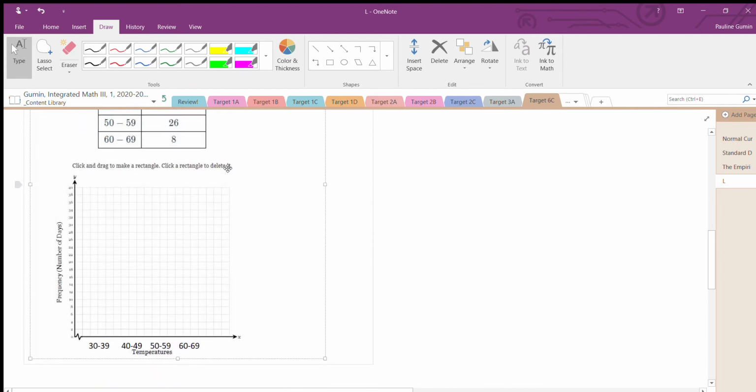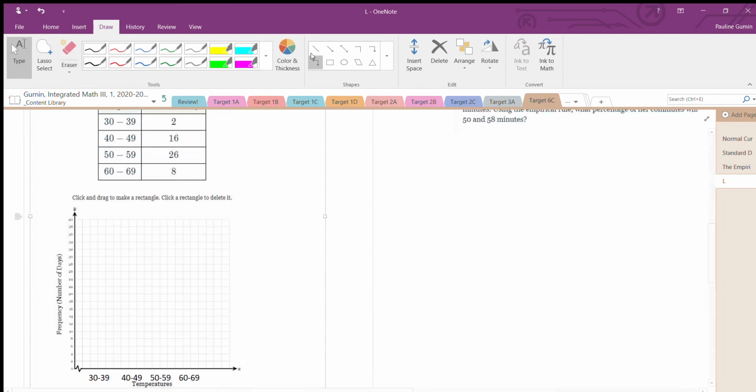All right, so there are only 2 days between 30 and 39. Okay, so let's make the bar right here. Let's just do that. Oh, look at how nice that looks. I'm just going to connect them all to make it look pretty. Okay, so there's the first one.